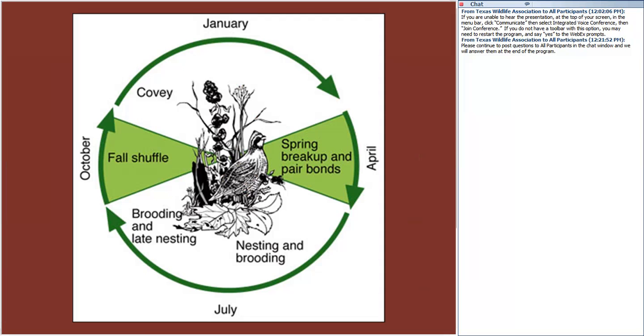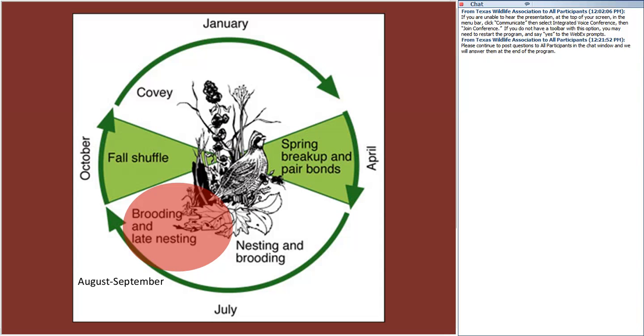Coming back to our diagram for a final time, we've now moved clockwise a little bit farther and are focused on the brooding and the late nesting portion of the diagram. Most of this activity is going to be happening from about August to September, but it's important to note that brooding and nesting activities are often occurring concurrently.